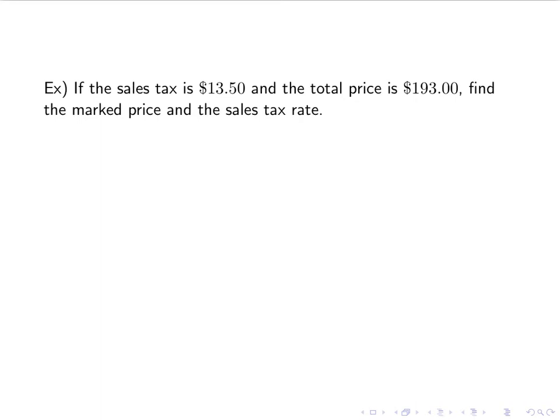Let's try another one. If the sales tax is $13.50 and the total price is $193, find the marked price and the sales tax rate. So we're going to be looking for two different things. Again, we're going to start off with what do we have? The sales tax, ST, is 13.50. The total price, TP, is 193. We're looking for MP, the marked price, and R, the sales tax rate.